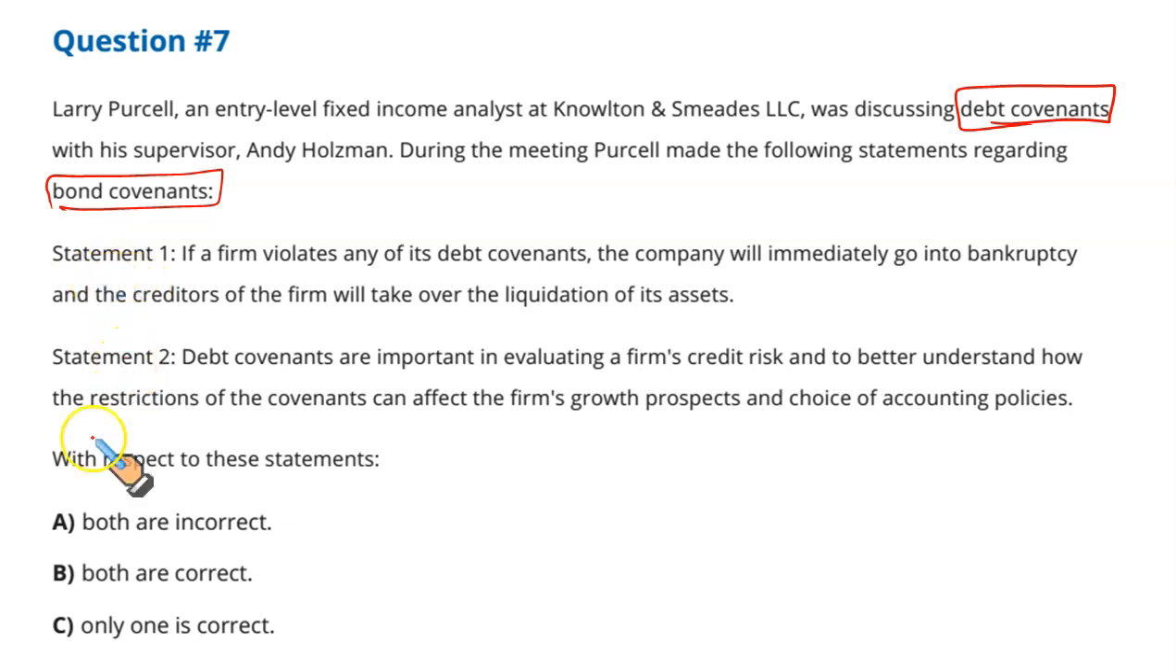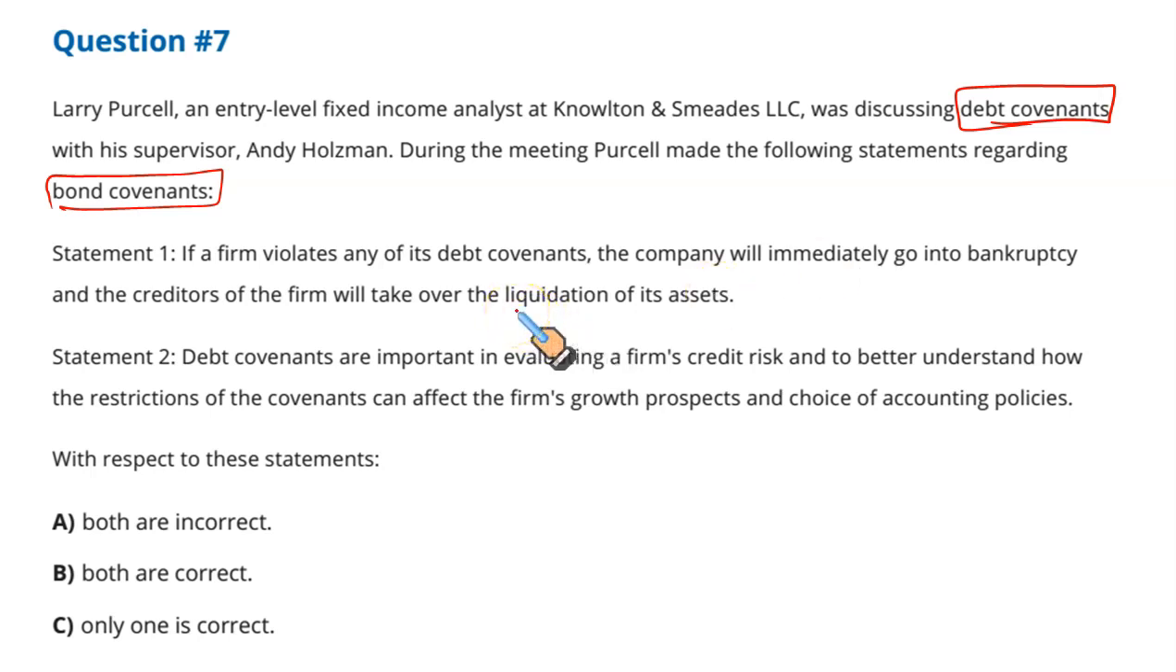So we have two statements. Which of these statements is correct, or both are correct, or both are incorrect? Let's read them one by one. If a firm violates any of its debt covenants, the company will immediately go into bankruptcy and the creditors of the firm will take over the liquidation flat. This is ridiculous. It doesn't make sense. If a company defaults on any of the debt covenants, it's not that the company goes into liquidation and assets are taken over by the creditors.